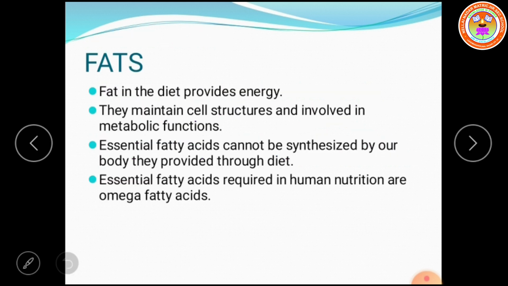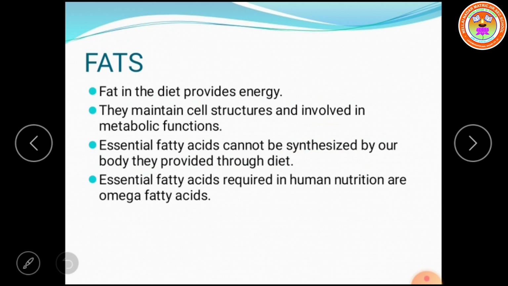Next, fats. Like carbohydrate and protein, fat is also one of the types of nutrients present in our diet. Fat in the diet gives more energy. 1 gram of fat or lipid gives approximately 9.1 kilocalories. Compared to carbohydrate, fat gives more energy.